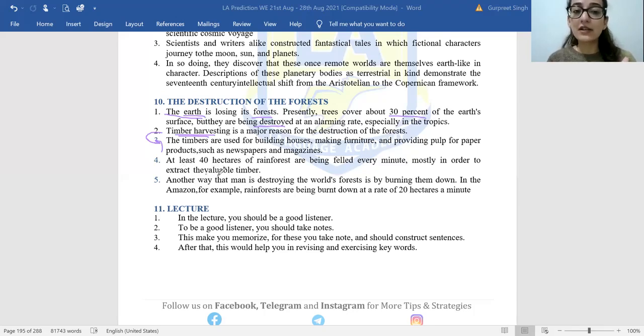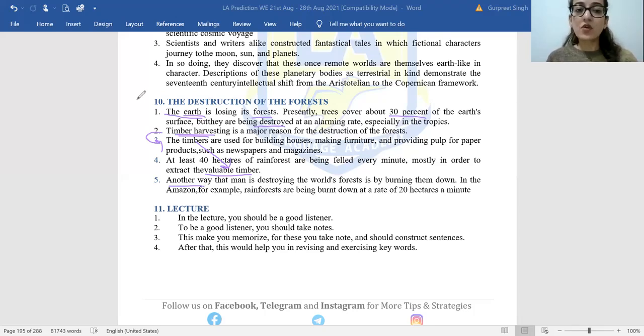Because this valuable timber will be one part of the timbers. The timber will be broader than saying valuable timber. That will be very narrow, because timber will include valuable and invaluable, both of them. So the broader one would be the timber. Once we finish the timber thing, then the next one is another way that man is destroying the world's forests by burning them down. In Amazon, for example, rainforests are being burned down at a rate of 20 hectares a minute. So that is easy to say another way, because we have talked about one concept of timber and now we're moving on to another one.